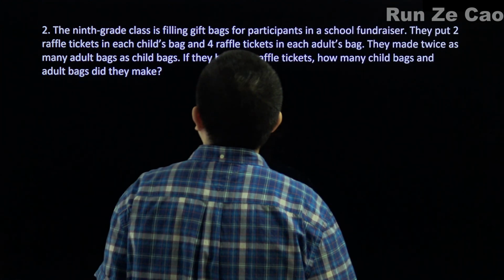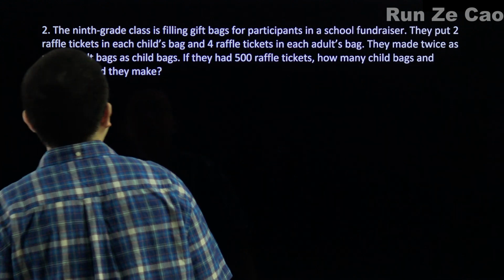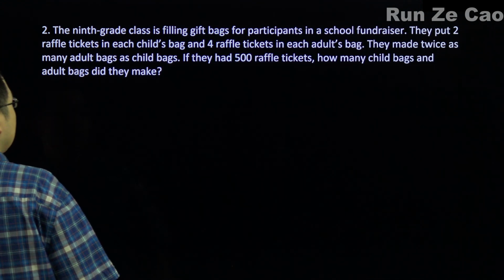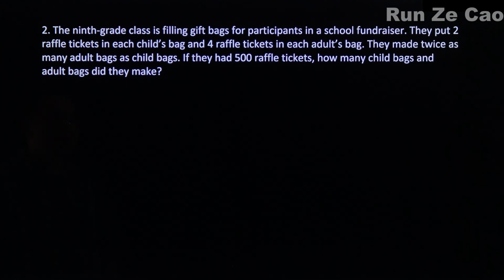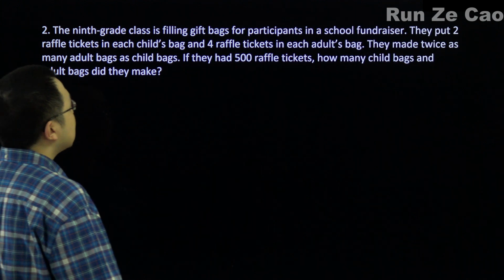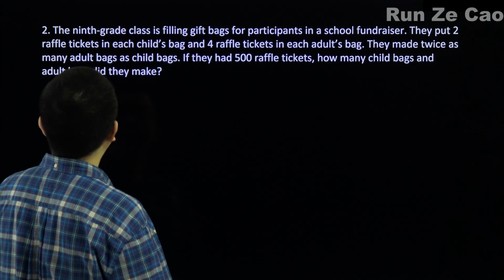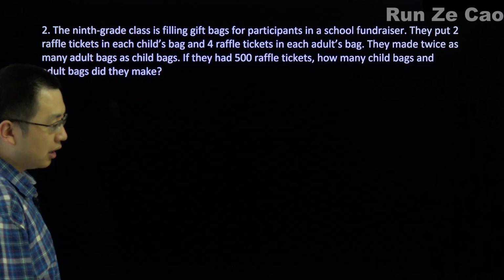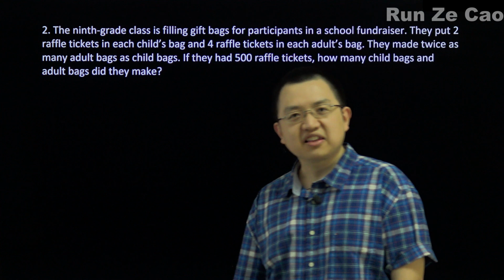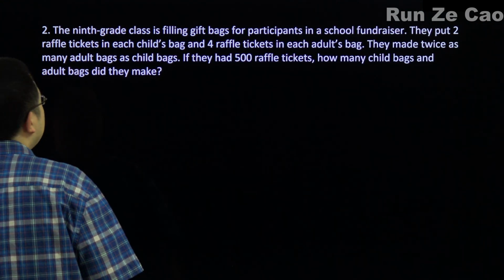The 9th grade class is filling gift bags for participants in a school fundraiser. They put 2 raffle tickets in each child's bag and 4 raffle tickets in each adult's bag. They made twice as many adult bags as child bags. If they had 500 raffle tickets, how many child bags and adult bags did they make? You know what my idea of guess and check is? I'm guessing that I can solve this using algebra.